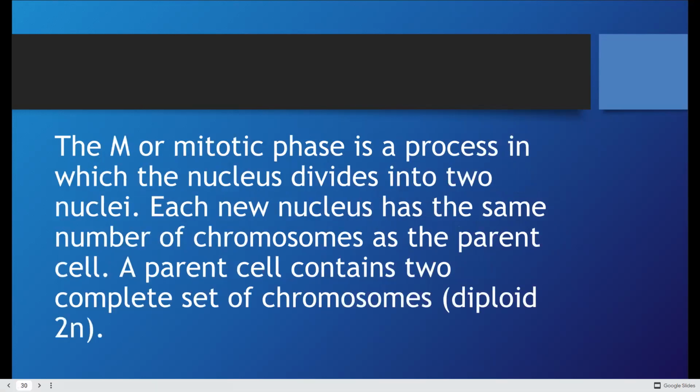The M phase, or the mitotic phase, is the process in which the nucleus divides into two nuclei. Each new nucleus has the same number of chromosomes as the parent cell. A parent cell contains two complete sets of chromosomes, or diploid, or 2N. Okay? Remember what we had discussed last meeting about N and 2N? N is haploid, or contains half the number of chromosomes, and 2N is diploid, or contains the complete set of chromosomes.